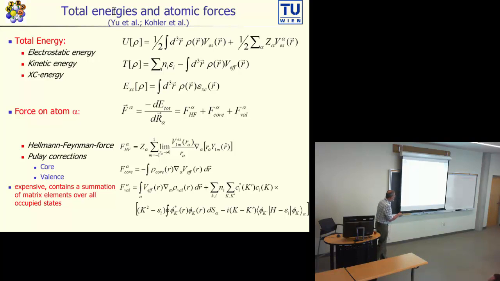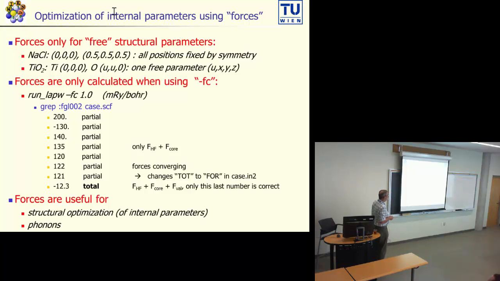The famous Hellmann-Feynman force, coming from the L equals one component of the potential, and since our basis set is finite, we have some Pulay corrections for the core and valence electrons, and in particular this valence electron correction is not always calculated in WIEN2k, but we use the sum of this and this term as a convergence check, and only when it's converged we add this valence correction to the forces, and that leads then to a run, and this is activated only if you check for force convergence.